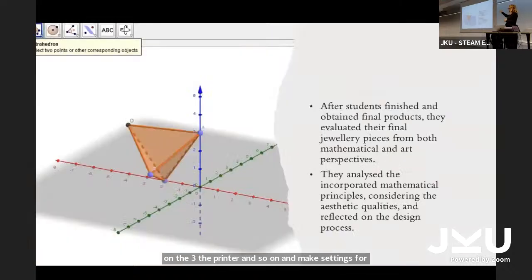And then also this is the design of one 3D model in GeoGebra. It is also very useful and suitable for 3D printer. So after the students finished and obtained the final project, they evaluated in a group work.